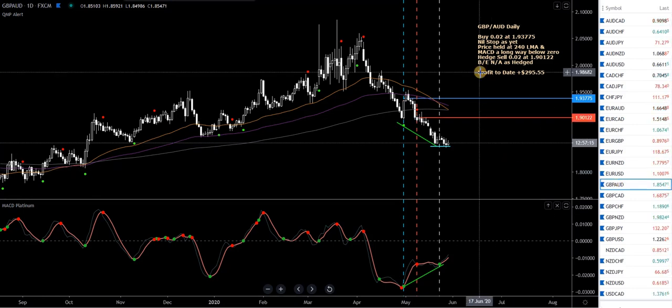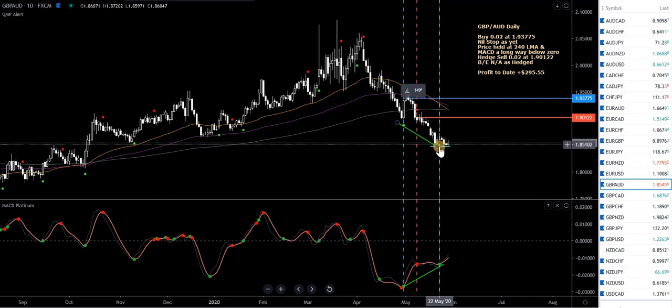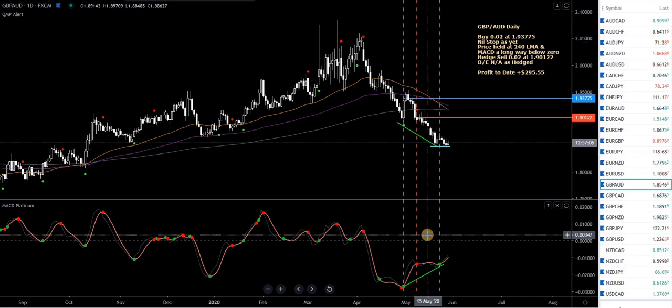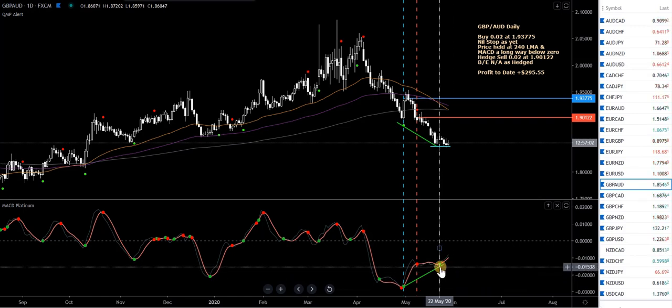So just got to be patient on these daily charts and wait for all this crap to finish. Pound Aussie, took a buy, hedge sell, and that's where I'm at the moment. If you see one of these grey vertical lines, it's just a warning signal. In this case, there's a new green dot on the MACD platinum below the 0 level.